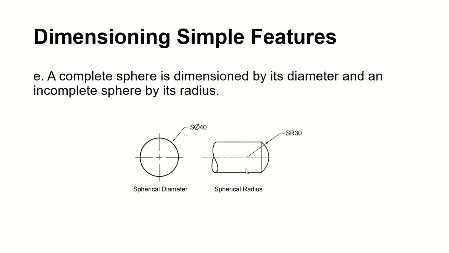And then, of course, here, this isn't a complete sphere. Because you have an incomplete sphere, not a perfect sphere. Incomplete meaning it isn't a perfect sphere. Then we're going to use radius. So spherical radius is 30.